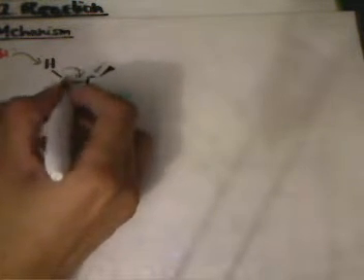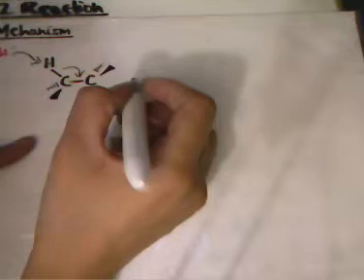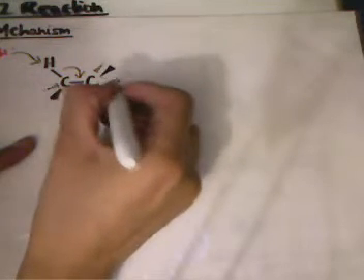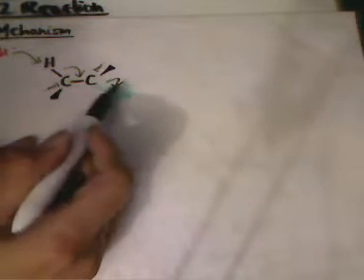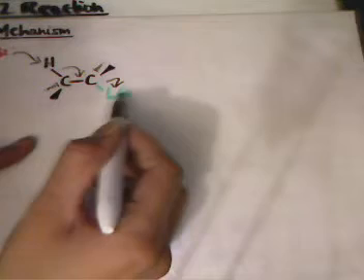The steps, if you remember, are the base abstracts a proton, the CH bond density moves between the 2 carbons, makes a pi bond, and the leaving group leaves with the electrons, so the C-LG bond is broken heterolytically, and the LG leaves with the electrons.